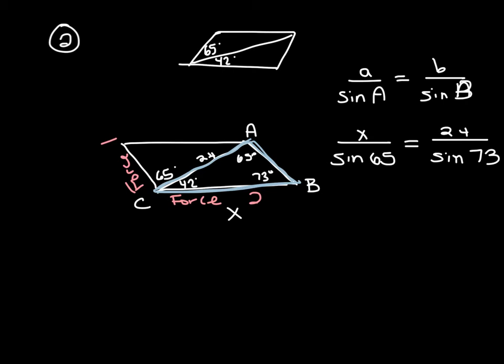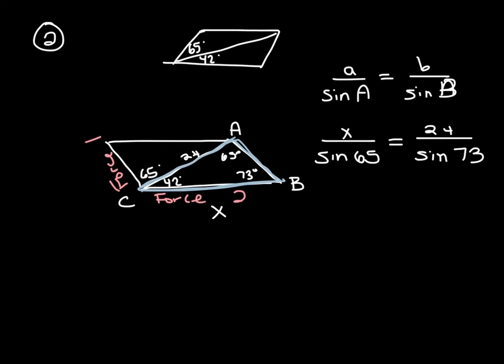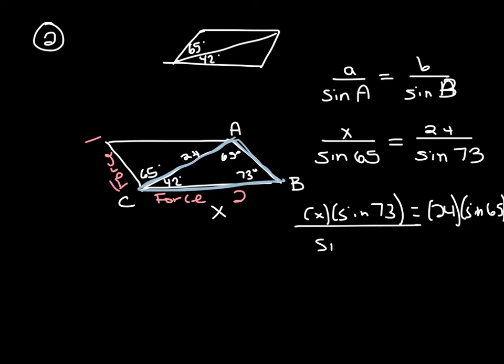And now you could just go through and cross multiply. So x times sine of 73, you could just write as x times sine of 73. And 24 times sine of 65 would be 24 times sine of 65. And to get the x by itself, just divide both sides by sine of 73. All right, so all you have to do is just plug this entire thing right here into your calculator.